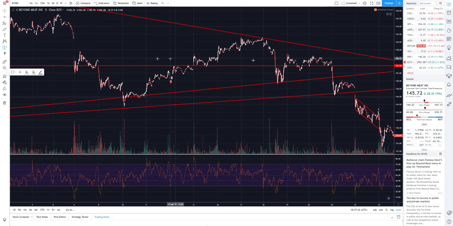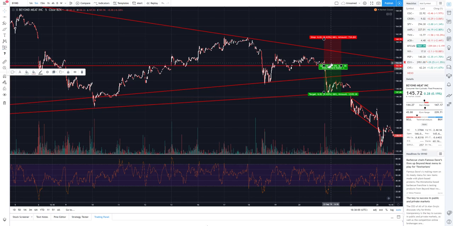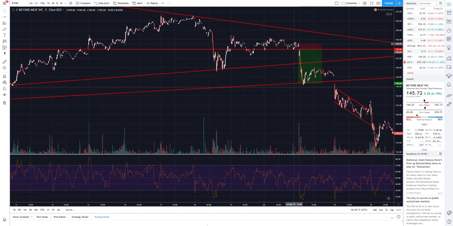So this is the tool I've used and I talk about sometimes. It's over here, long position or short position. You can also look at the price ranges in terms of percentage and date ranges. So the plan was to enter here. This is your entry. You have your stop loss, which could either be, in my opinion, up here.